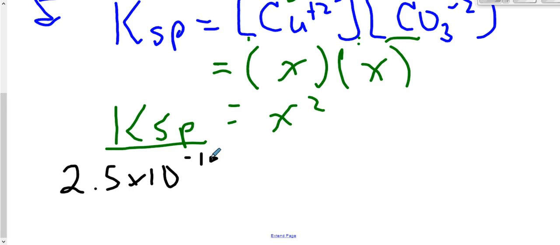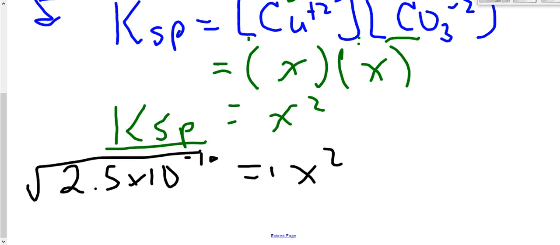So this value is equal to x squared. I've just substituted where I have a number. How do I solve for x? Well, I square root. If this is equal to x squared, then the square root of this value would be equal to x. And if I take the square root of that value, I get 1.58 times 10 to the power of minus 5.